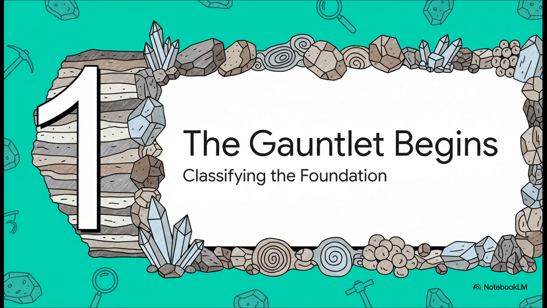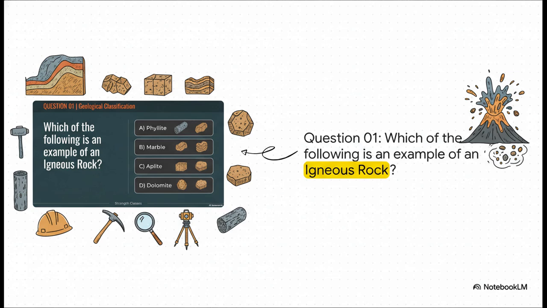Our first round is all about the absolute basics, the classification of rocks. We're going to cover geological, metamorphic, and chemical types. Here comes your first question. All right, question 1 is on your screen. Which of the following is an example of an igneous rock? Your options are A, phyllite, B, marble, C, aplite, or D, dolomite.